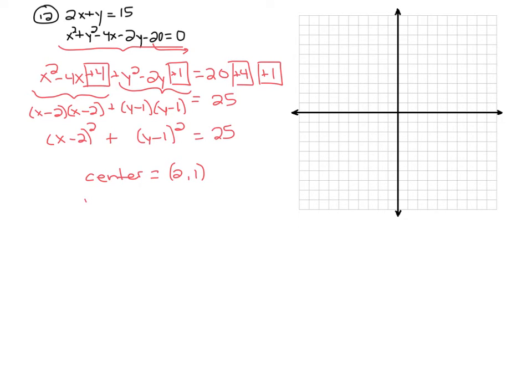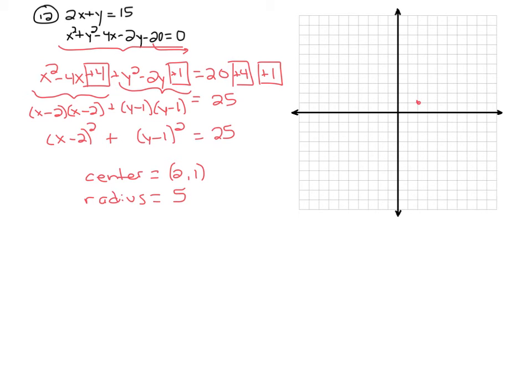And then in order to find the radius, you just take the square root of the right-hand side of the equation. So the square root of 25 is 5. Okay, so if we want to graph this, we know we have a center at 2, 1. So I put a point there.